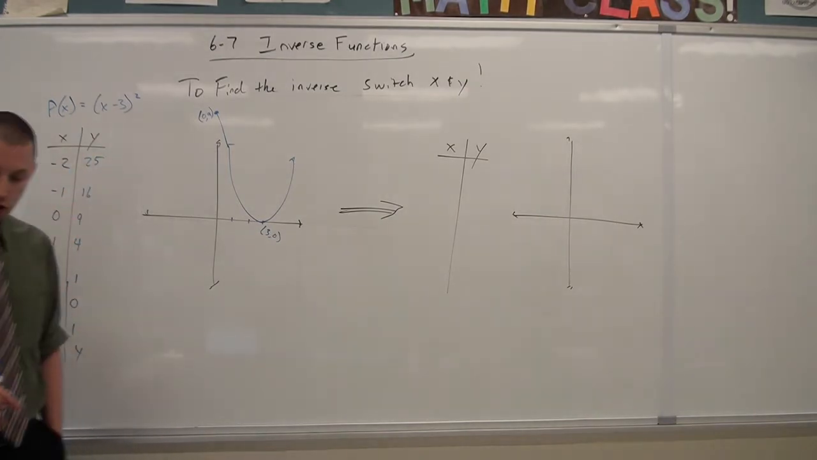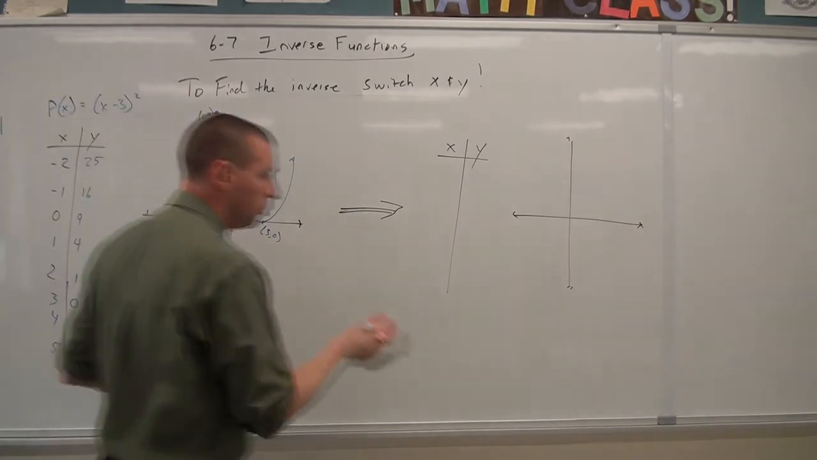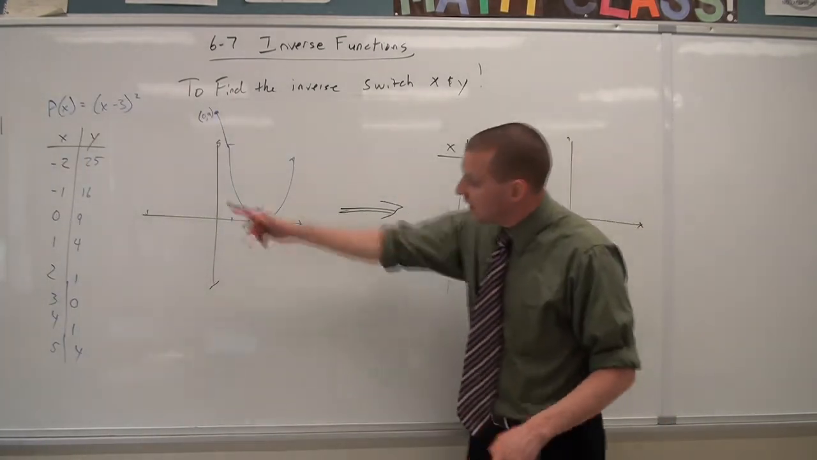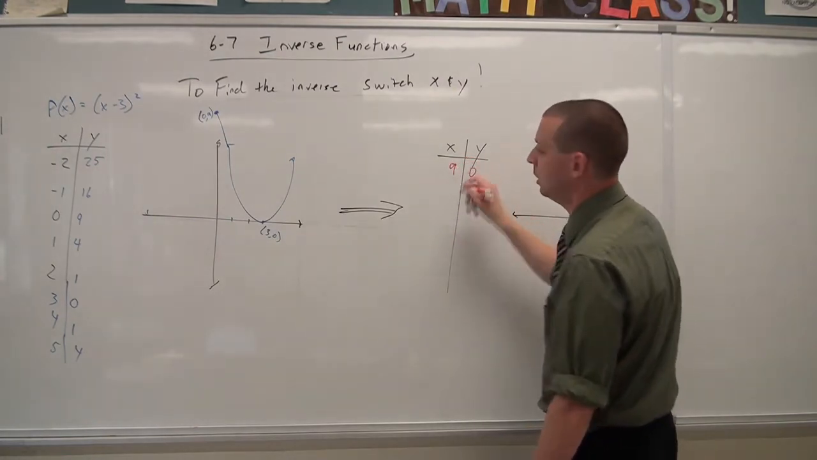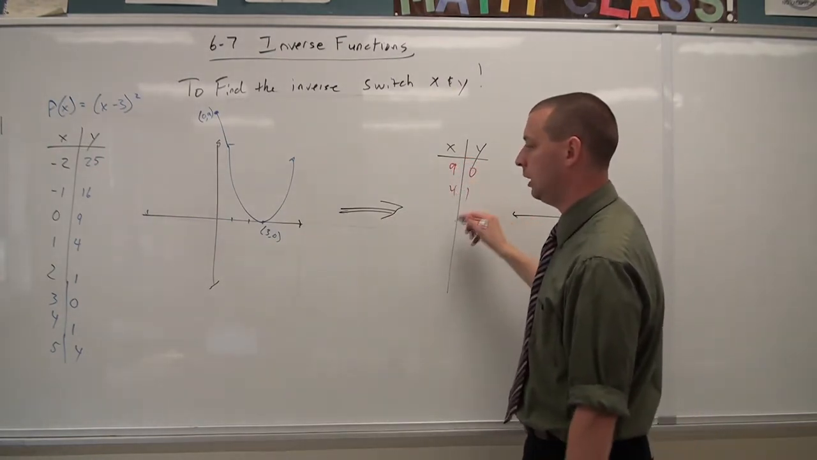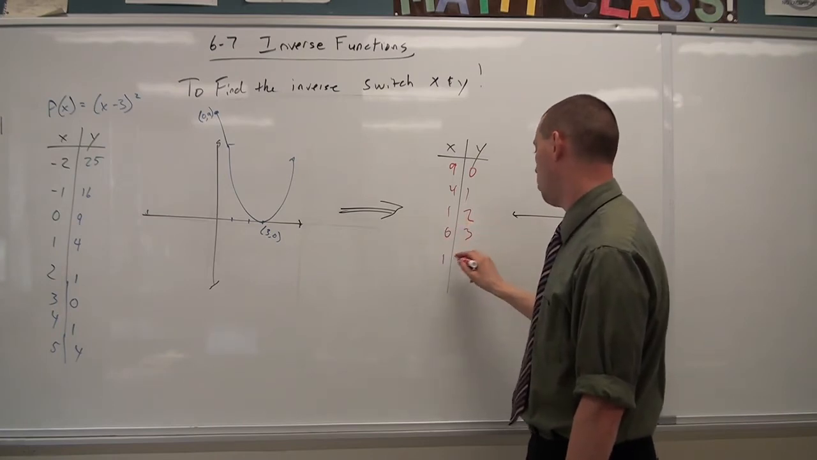We'll go ahead and figure out what the inverse function is going to look like. And again, if you remember, we're just switching my x and my y values. I'm not going to go with the first 2 points here. I'll start here. So I'll get the point 9, 0. I'll get the point 4, 1. I'll get the points 1, 2, 0, 3, 1, 4, and 4, 5.